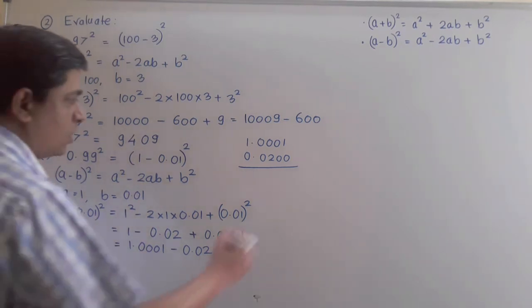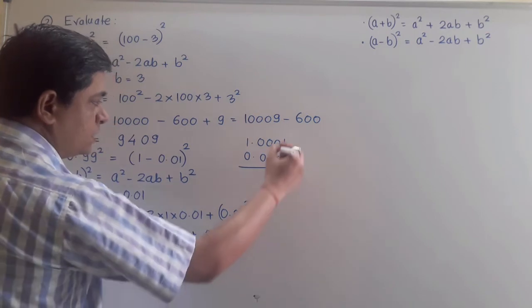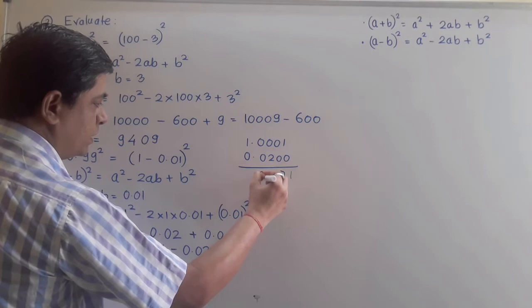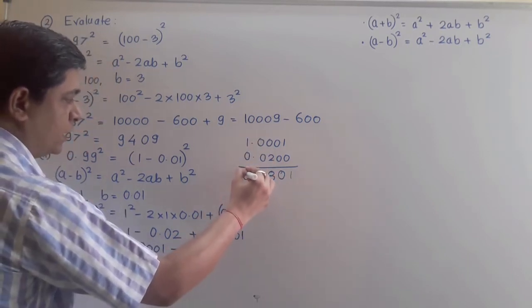Now subtract: 1 minus 0, that is 1. 0 minus 0, 0. 10 minus 2, that is 8. 10 minus 1, that is 9. 1 minus 1, that is 0.